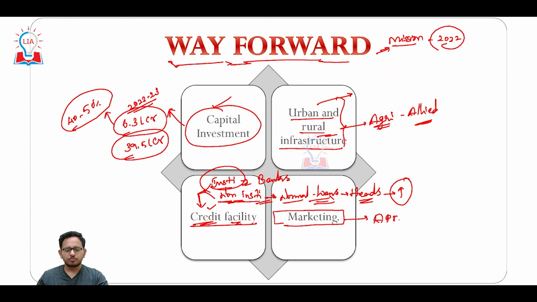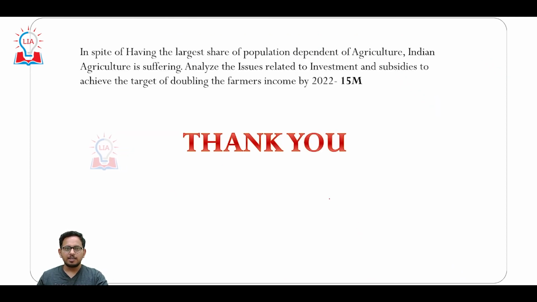APMC has monopoly in agricultural marketing. This has to be abolished and we need to focus more on contract farming so that the entire agricultural sector gets reoriented and we can achieve the mission of doubling the farmer's income by 2022.